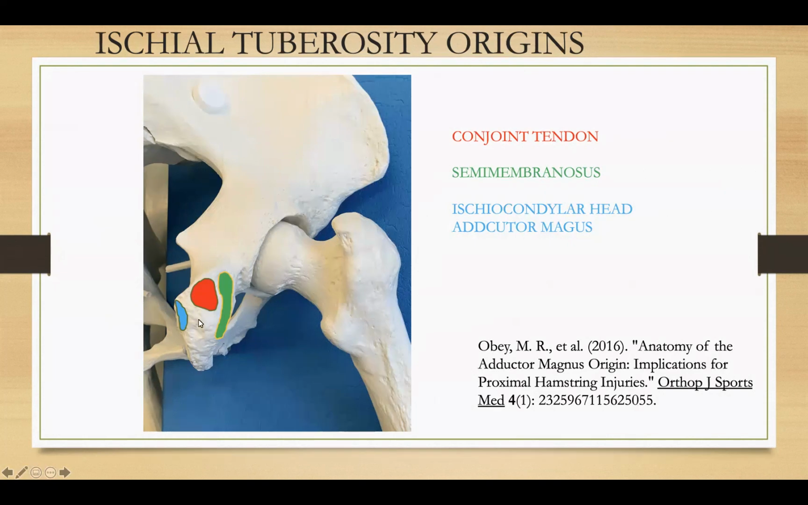Here's the ischial tuberosity. The blue oval here is the origin of the ischiocondylar head of the adductor magnus. This red circle to oval type structure represents the conjoint tendon, which is the origin for the semitendinosus, as well as the long head of the biceps femoris. And then anterior and lateral to that is a structure which represents the origin of the semimembranosus tendon.